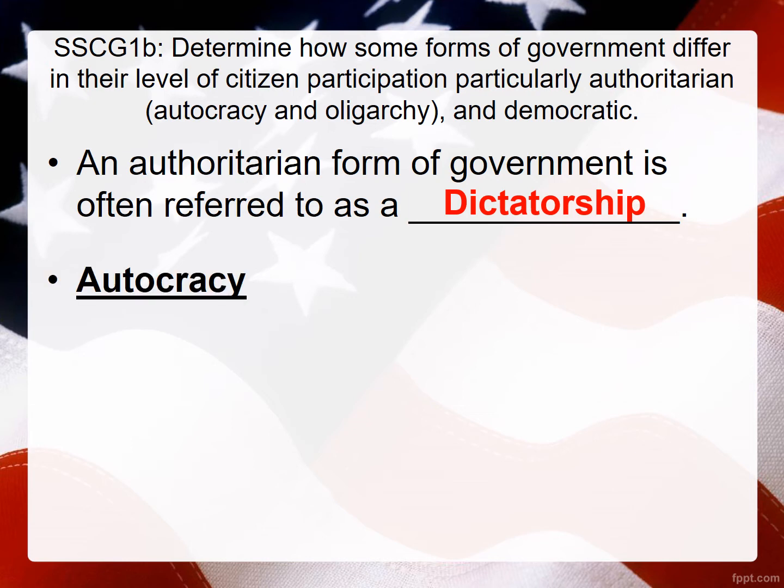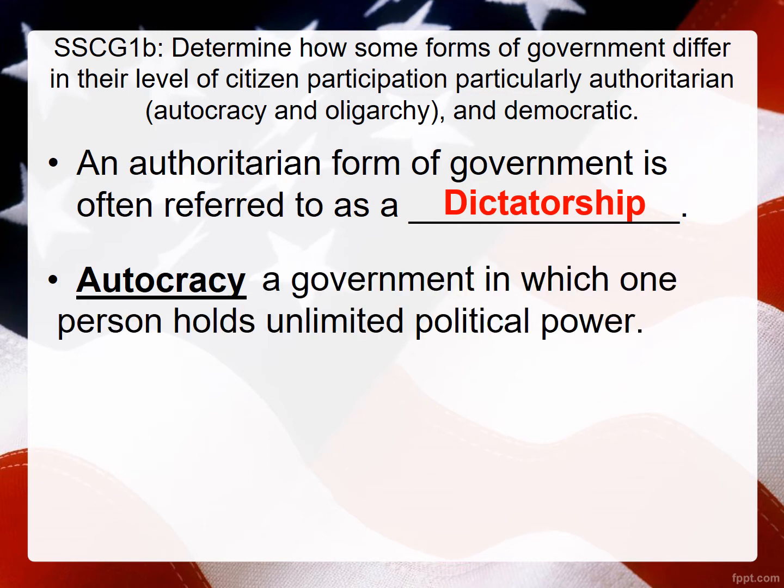But the first type of authoritarian form of government that we're going to talk about is called an autocracy. Do you know what an autocracy is? An autocracy is a government in which one person holds unlimited political power. Once again, when you put dictatorship with an autocracy, we can start to think about some historical leaders and historical dictators that had unlimited political power.